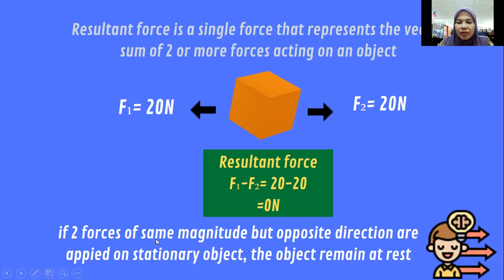If two forces of the same magnitude but opposite direction are applied on a stationary object, the object remains at rest. So from the resultant force, we can say that both forces are equal even though they are in different directions. So the object is in the state of stationary. Our object is not moving.